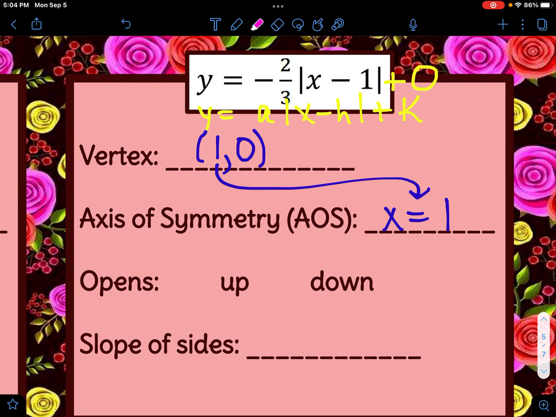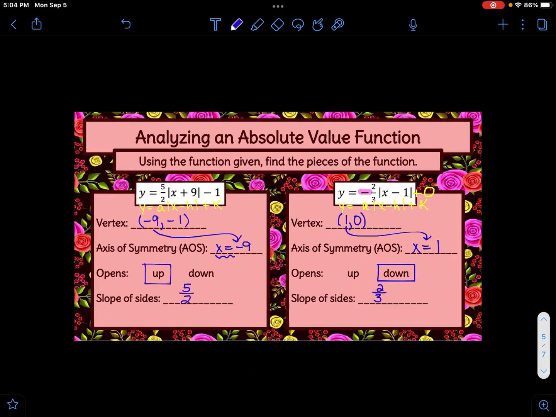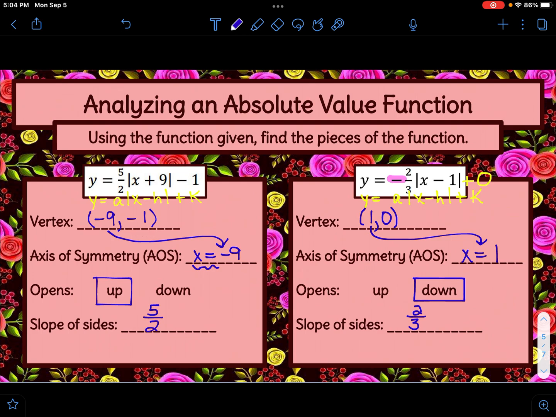Opens up or down? I see here that my a is negative. That's going to be just like a parabola, down like a frown, a pointy frown this time. And the slope of the sides is 2/3. I know it's kind of confusing, but the negative doesn't really go with the slope of the sides. The negative tells you if it opens up or down, and then the fraction tells you the slope of the sides.